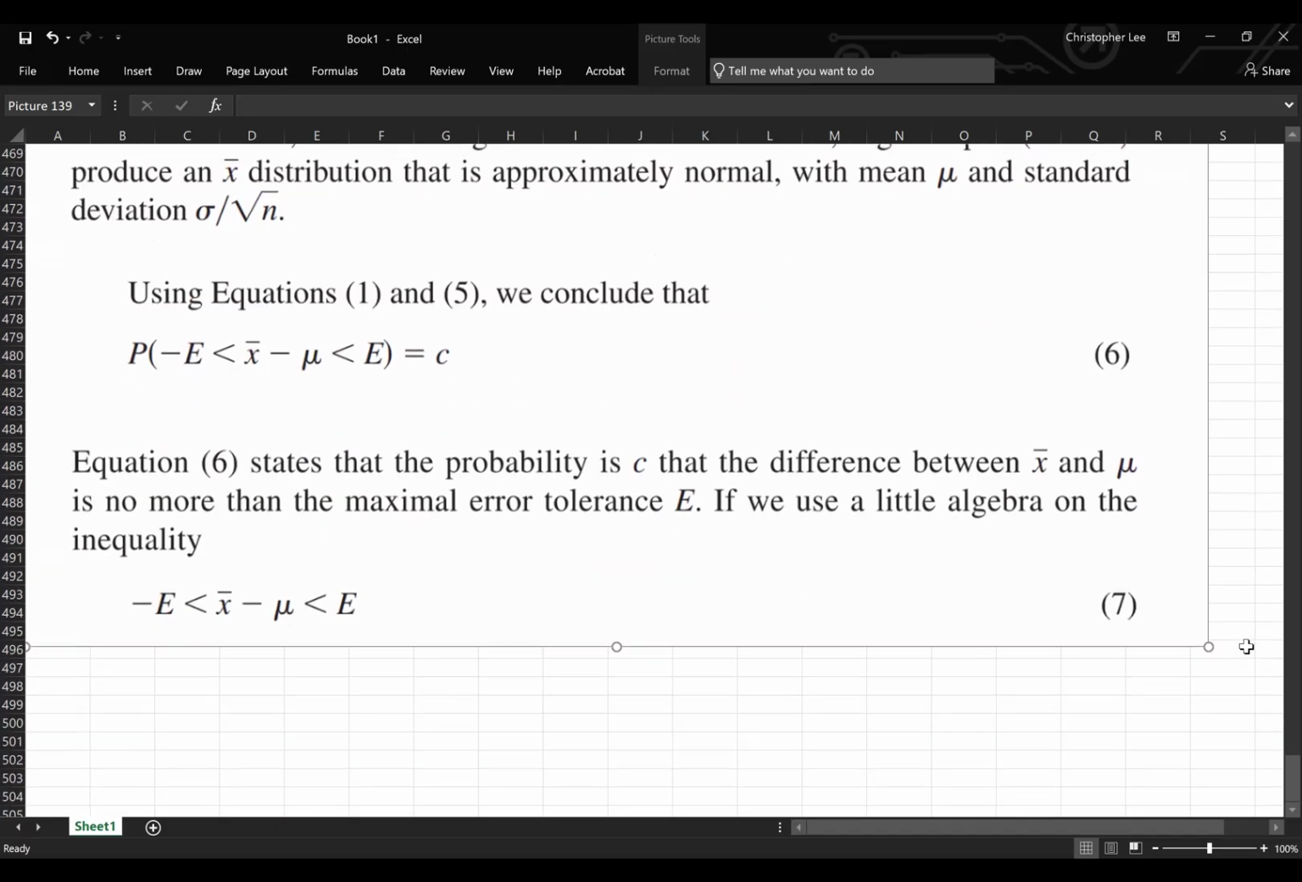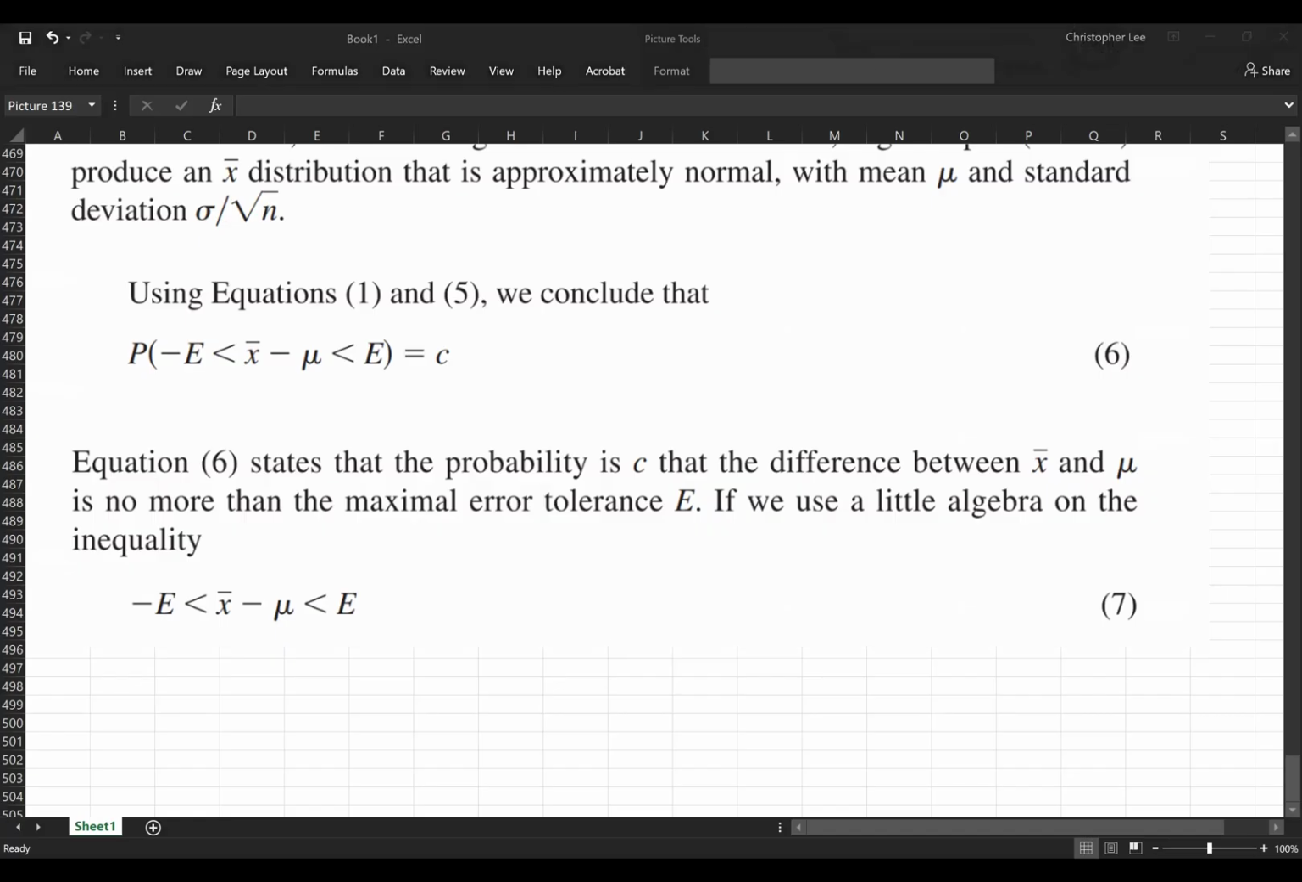Equation 6 states that the probability is the confidence level that the difference between the sample mean and the population mean is no more than the maximal error tolerance E. If we use a little algebra on the inequality, we have negative E is less than X bar minus mu, which is less than the margin of error E, right? And that's building us up to dun, dun, dun.